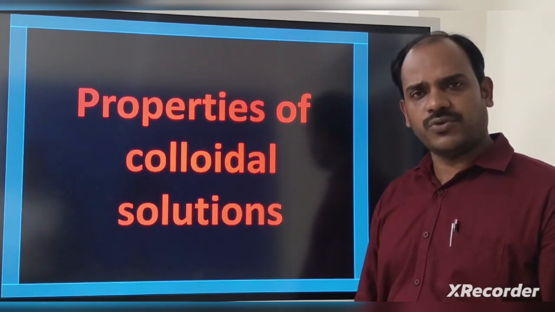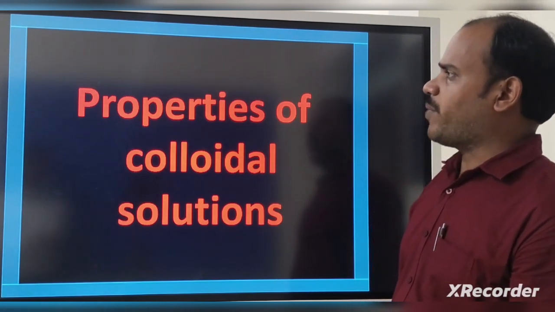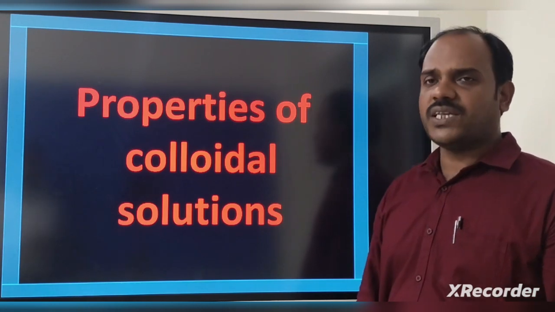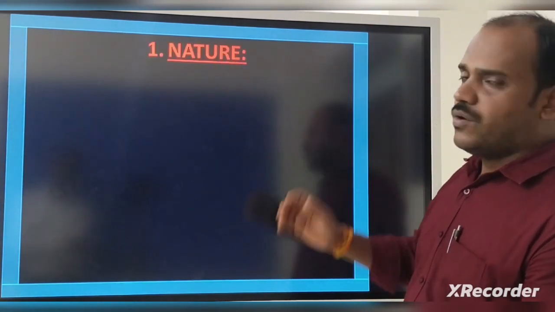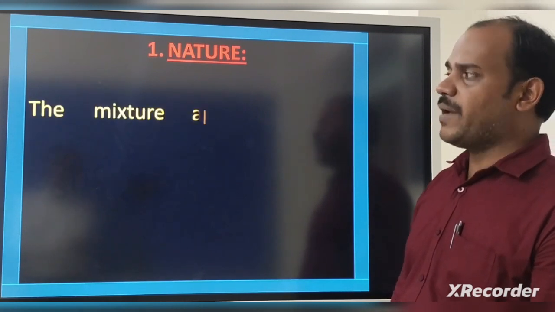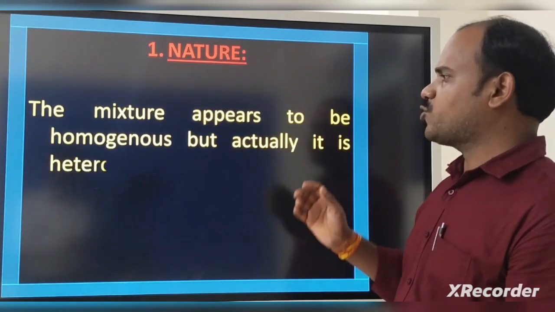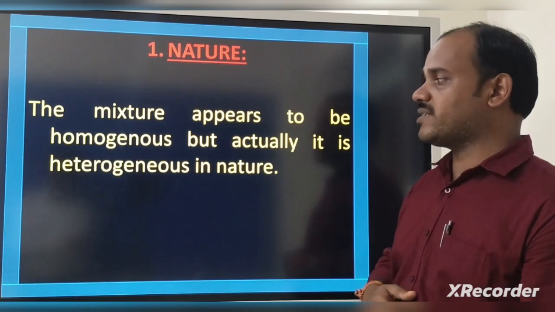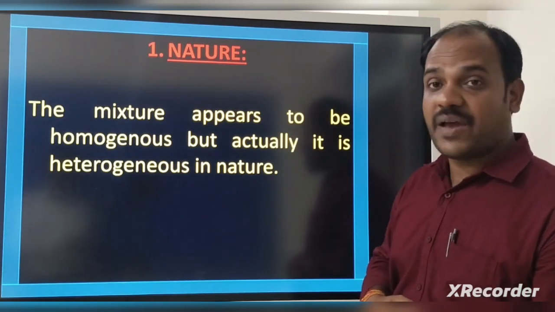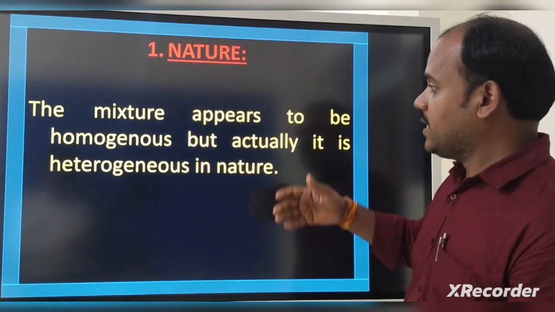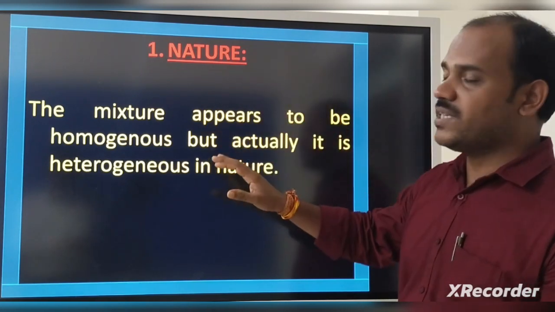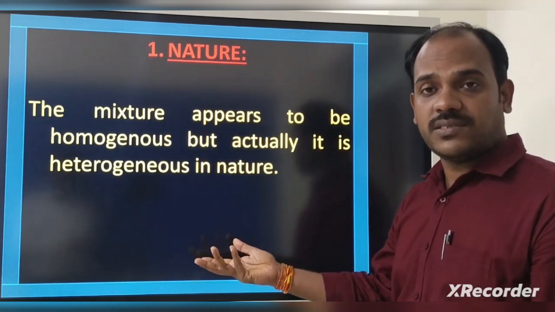Okay, so after knowing the definition, or after knowing some examples of colloidal solution, let's see some properties of colloidal solutions. The first property, this one is the nature. Here, nature means how it appears. The mixture appears to be homogeneous, but actually it is heterogeneous in nature. Why it is happening, dear friends? Why I am saying this one is appearing homogeneous, but actually it is heterogeneous?